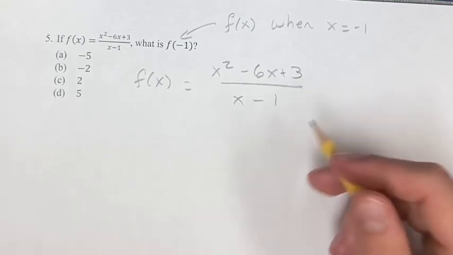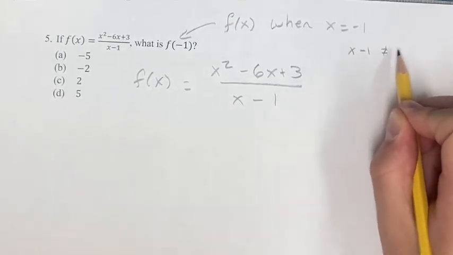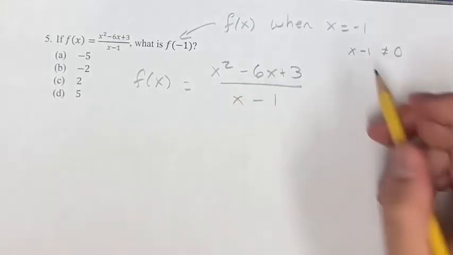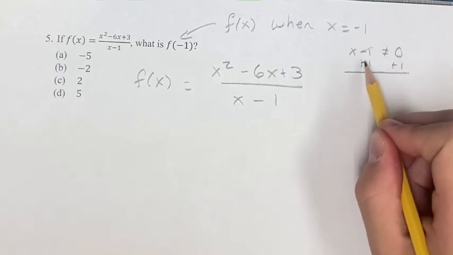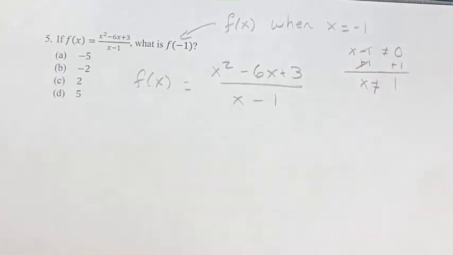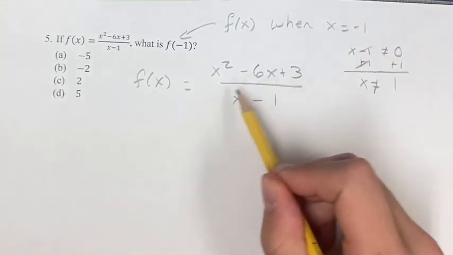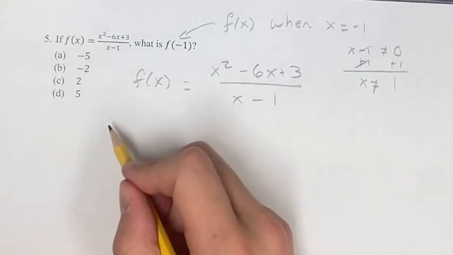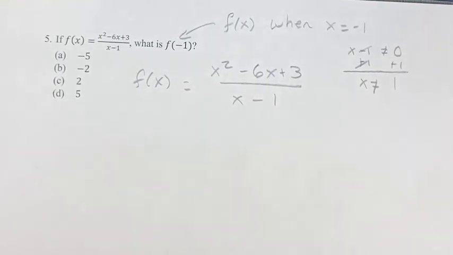The only thing we have to worry about is the denominator can't equal 0. So x minus 1 can't equal 0 because then you'd be dividing by 0, which is not allowed. And x minus 1 is not equal to 0 if x is not equal to 1. So we're plugging in x is equal to negative 1, so we don't actually have to worry about this, and we will not get an undefined, we won't be dividing by 0 when we plug in negative 1.